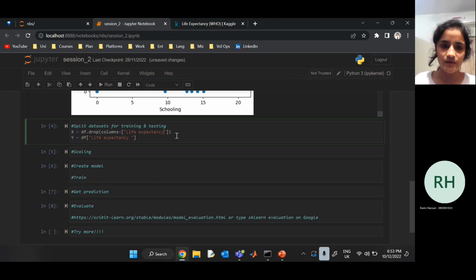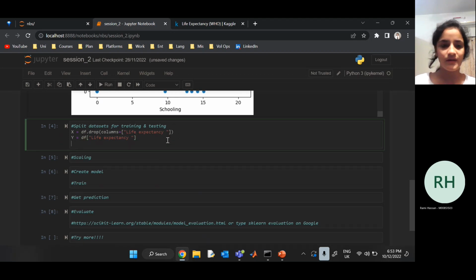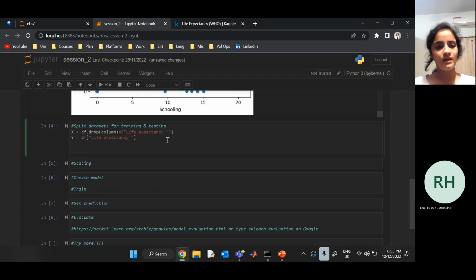I'm adding the gap each time because I checked the list of columns and the name has a gap in it. That's why I'm adding a space over here, if you noticed that. Okay, so I've divided into X and Y, and now I want to cut it into, I'll choose, 70% and 30% as the training and testing division.